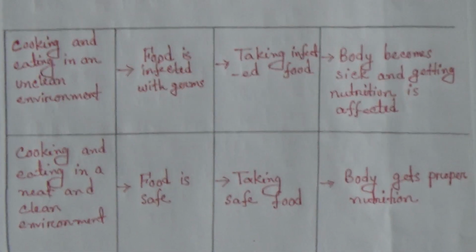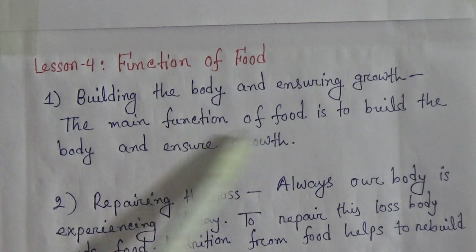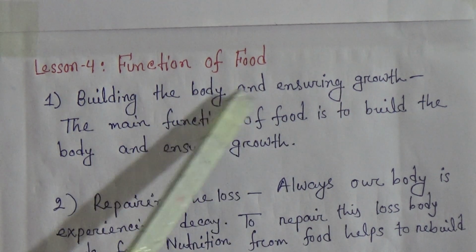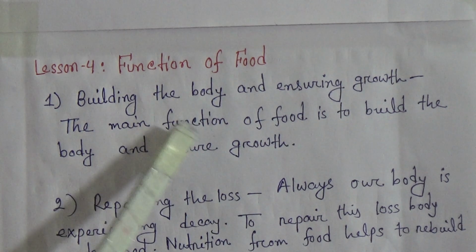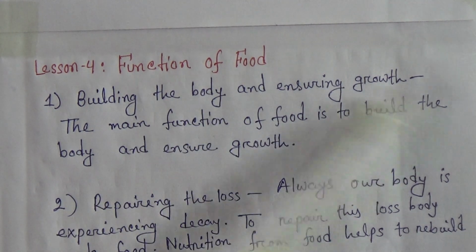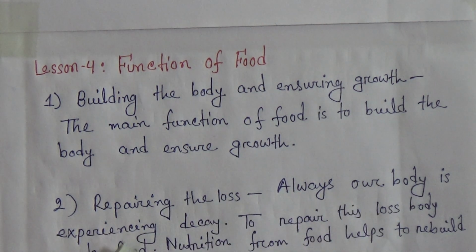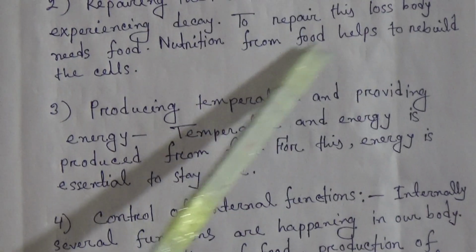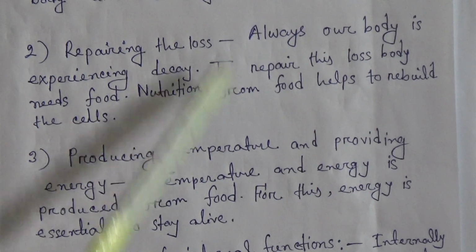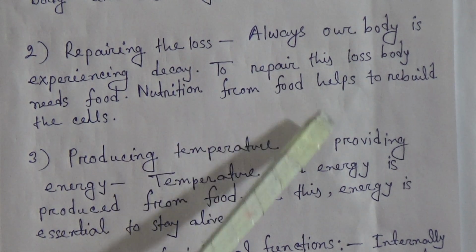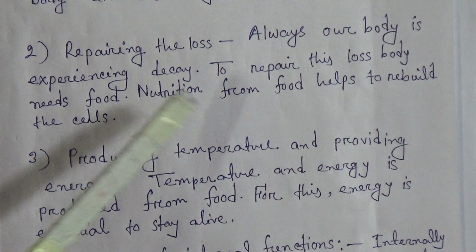Now, function of food. Number 1, building the body and ensuring growth. The main function of food is to build the body and ensure growth. Number 2, repairing the loss. Always our body is experiencing decay. To repair this loss, the body needs food. Nutrition from food helps to rebuild the cells. So nutrition that comes from food helps us to rebuild our cells and body.